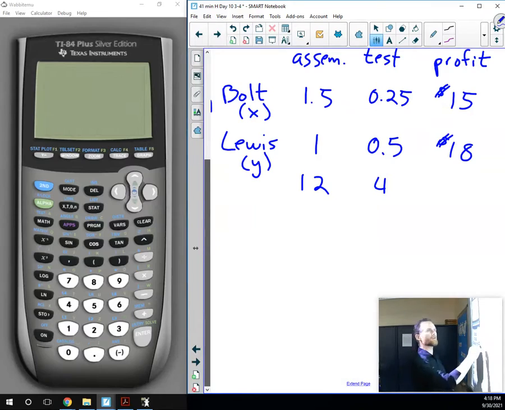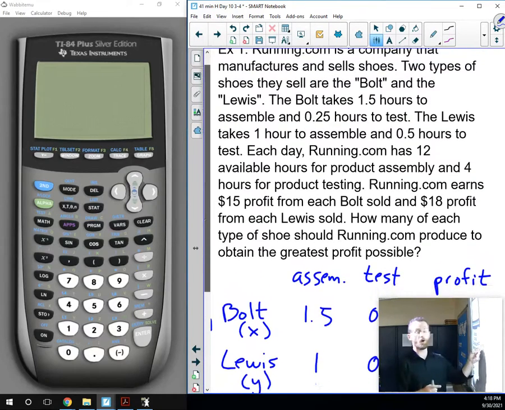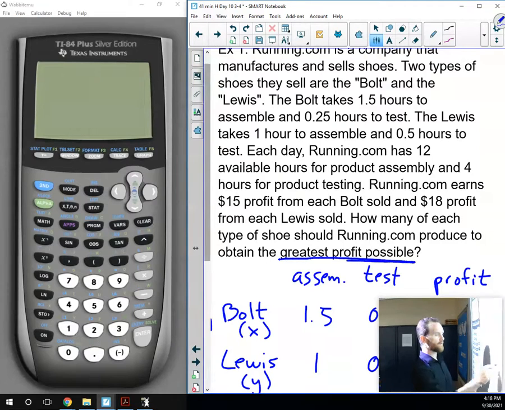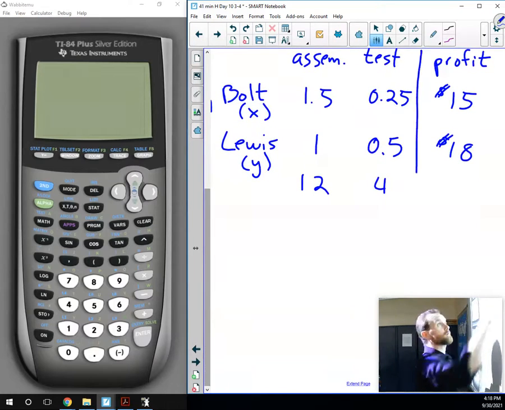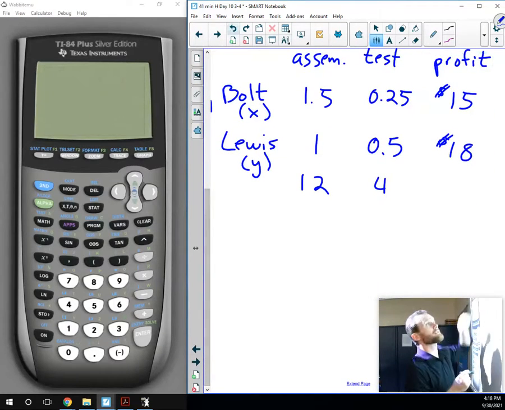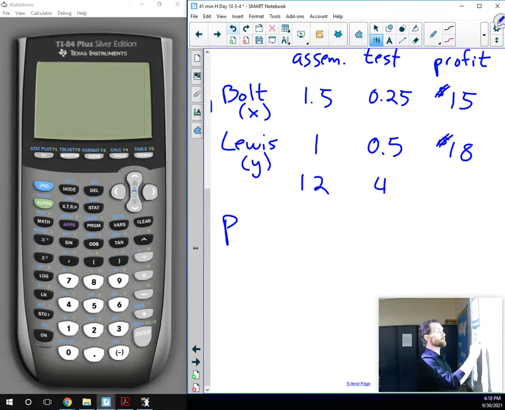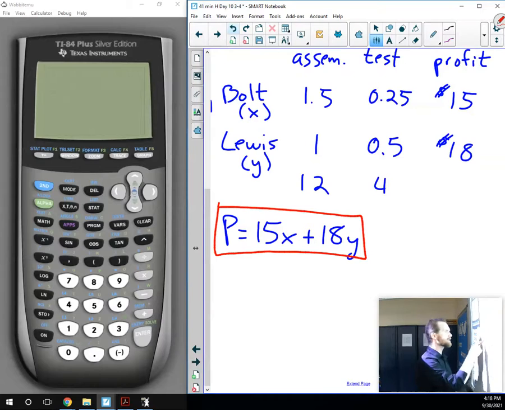Let's start with our objective function. Remember, the objective function is all about what we're trying to maximize. Here, we're trying to maximize the profit. We're trying to find the greatest profit possible. So we look at this column right here, the 15 and the 18. The profit is going to equal 15 times X plus 18 times Y. That's our objective function. We're going to come back to this at the very end to figure out which one of our vertices, which one of our corners, maximizes that profit.